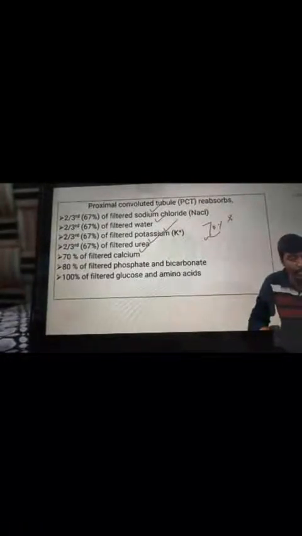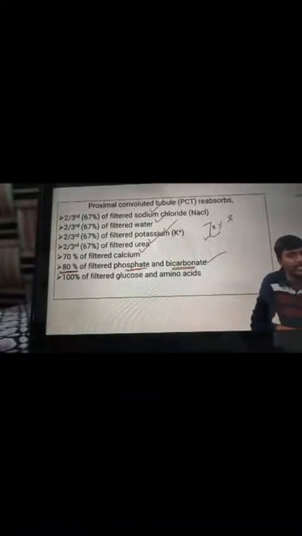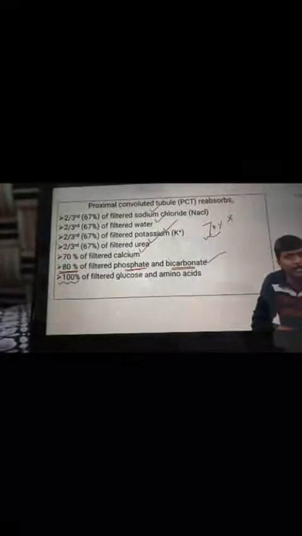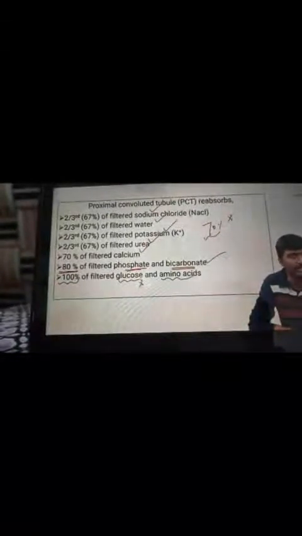Around 70% of sodium, water, potassium, urea, calcium. 80% of phosphate and bicarbonate. Out of this, bicarbonate is very important. 80% of bicarbonate reabsorption occurs in PCT. 100% of whatever is filtered will be completely reabsorbed for glucose and amino acids. Remember, glucose reabsorption is 100% in PCT with the help of a very important channel protein. Which channel protein? Can you answer me?